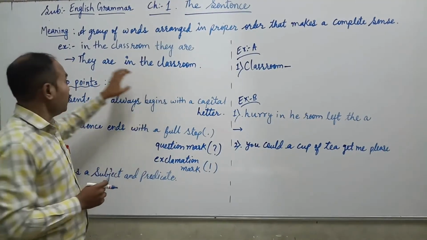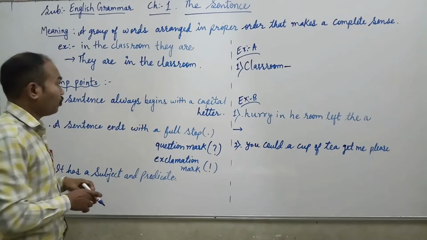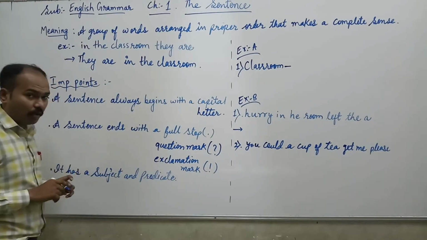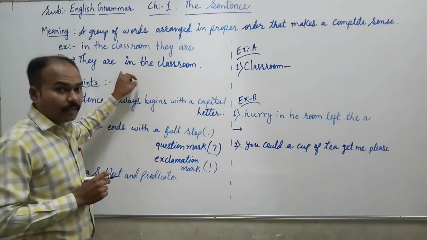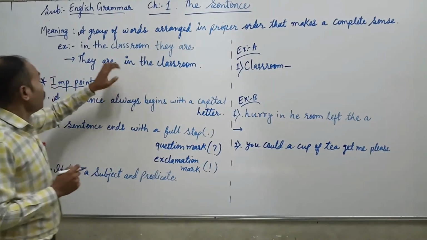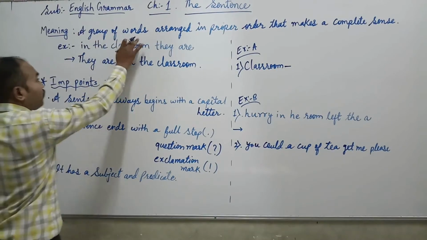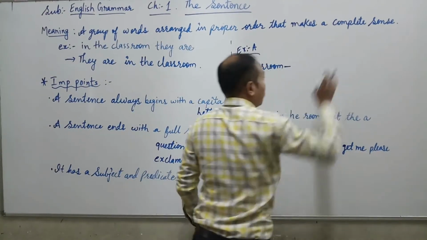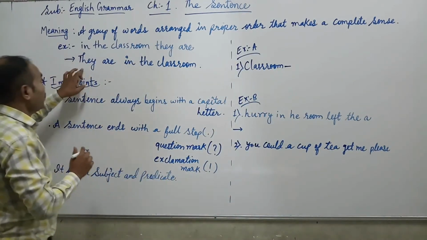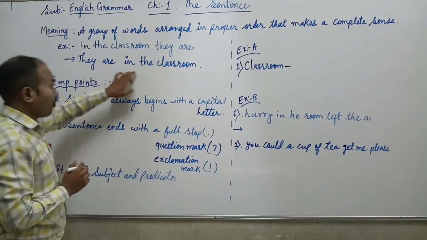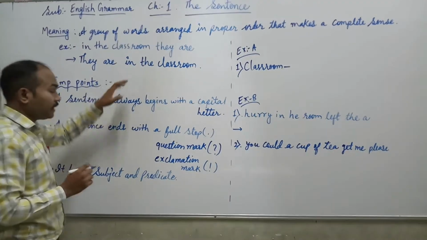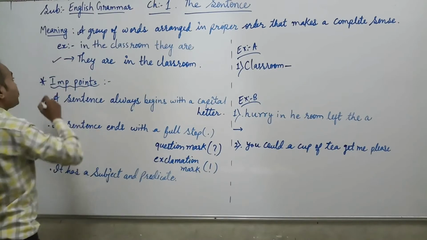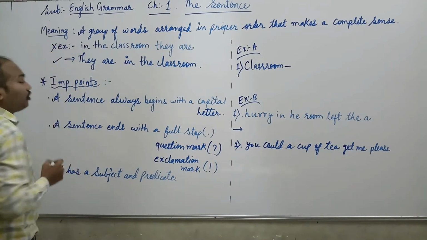Why? Because the group of words over here is arranged in proper order, and that is why we can understand the meaning. So according to the meaning, when a group of words is arranged in proper order, then only it makes complete sense. When it makes a clear meaning, then only it is called a sentence, and this other one is not.